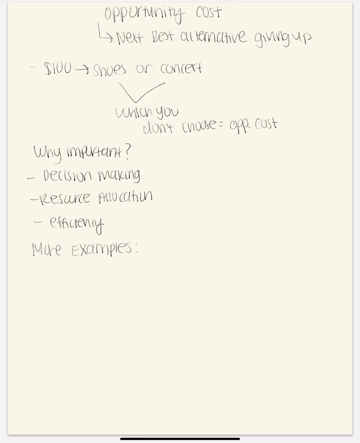So, our first example is time management. Imagine you're a student and you have an evening free. You could either study for an important exam or go out with your friends to a party. If you decide to go to the party, your opportunity cost is the potential benefit of studying and performing better on the exam. Conversely, if you decide to study, the opportunity cost is the enjoyment and socializing you miss out on by not attending the party.